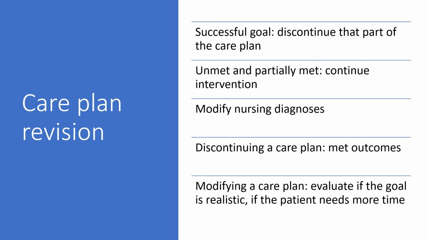So when I am evaluating, I'm looking at whether I am going to revise the care plan. For a successful goal, discontinue that part of the care plan. If it's unmet or partially met, I may want to continue that. I may need to revise it. I might need to modify my nursing diagnosis. I might need to change my interventions. I might need to change my goal. Maybe I need a longer time frame to meet that. As part of that, you want to make sure that the goal is realistic and whether the patient needs more time.